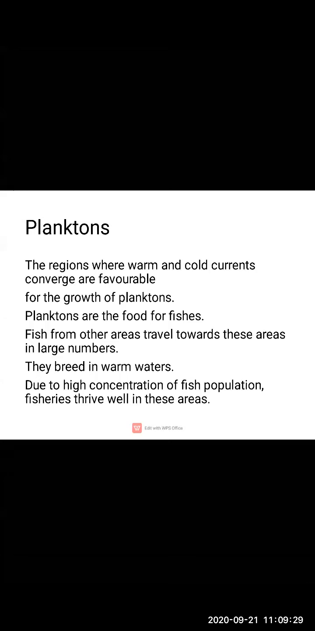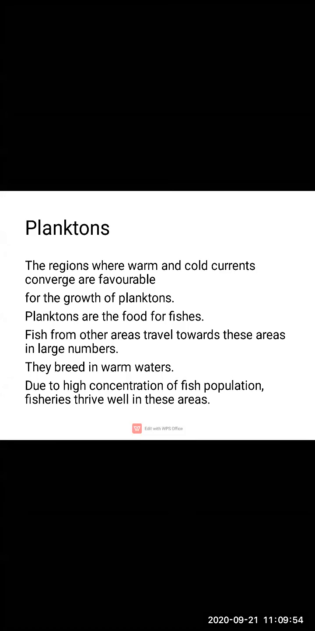Okay, so now here, see, planktons are food for the fishes. So fish from other areas travel towards these areas in large numbers. See children, what happens? These fishes move from their areas towards the areas where the planktons are found.